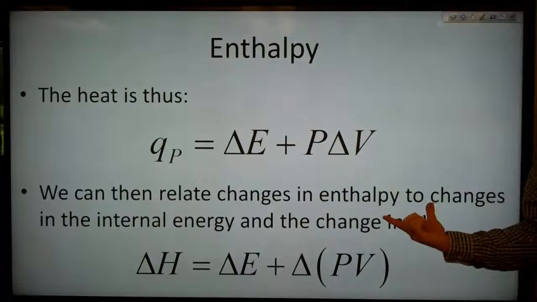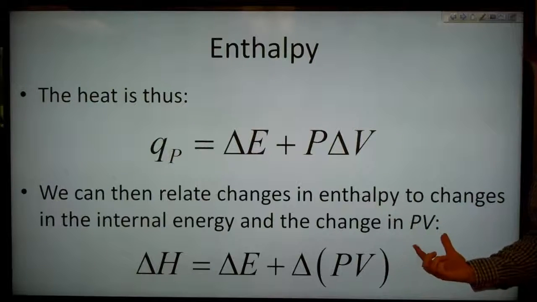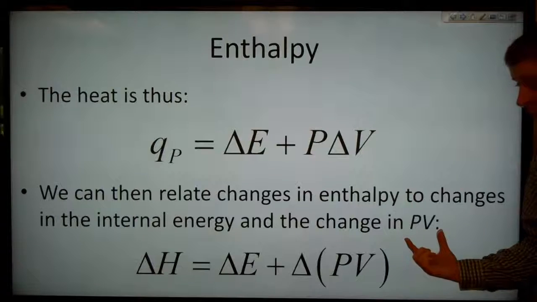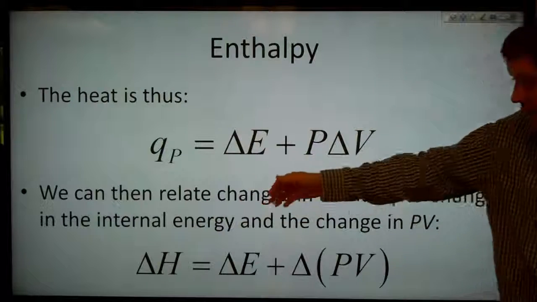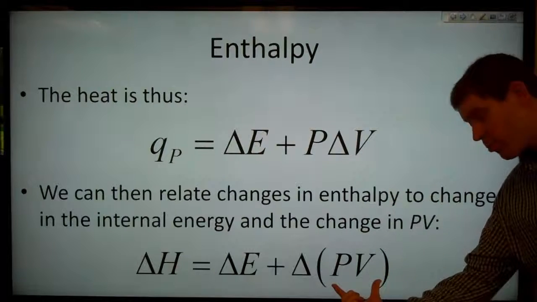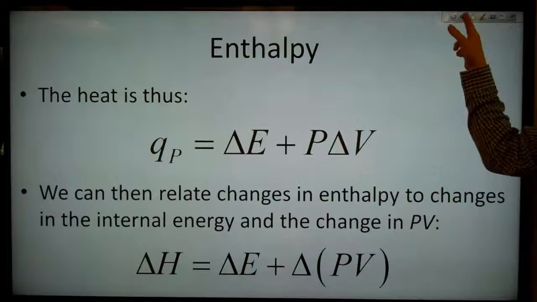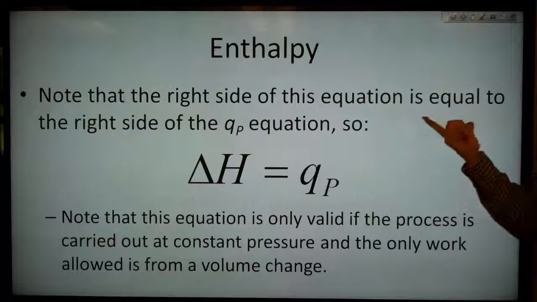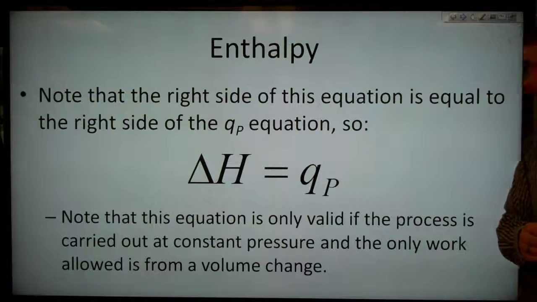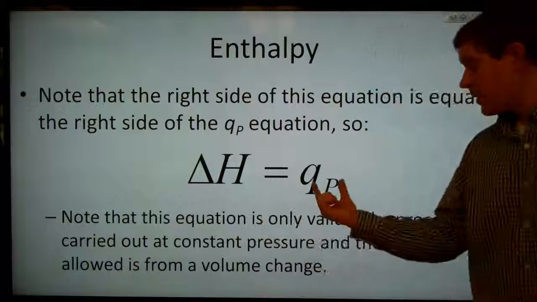And now we can relate the changes in enthalpy to changes in the internal energy and the change in this quantity, pressure times volume. So delta H is equal to delta E plus the change in pressure times volume, the change in that whole quantity of P times V. So the right side of that equation is equal to the right side of the QP equation. So that means that delta H is equal to QP.